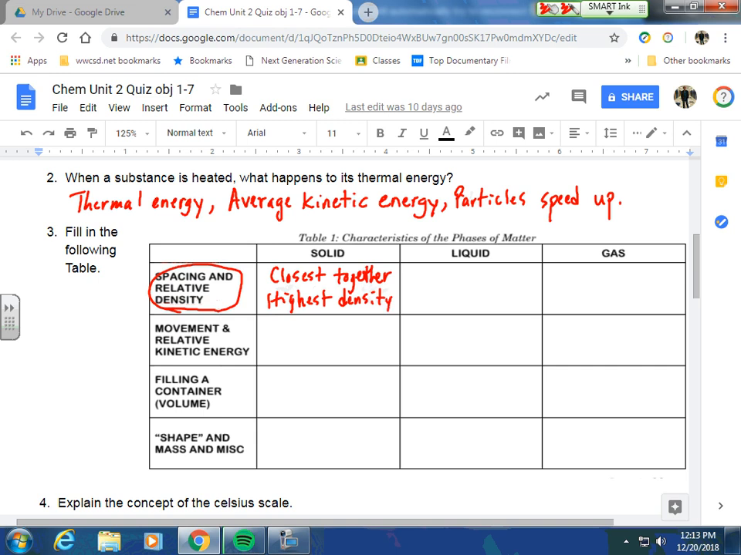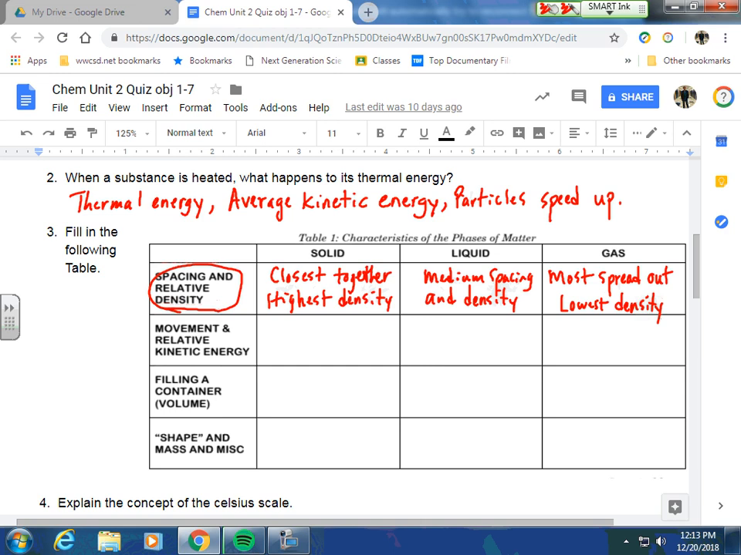Okay, liquid, medium spacing, and density. Okay, the gas particles are again most spread out. And if the particles are most spread out, that means that the gas phase would have the lowest density. So you got to have both of those things for each box. If you left one off, you probably got it marked down, right?